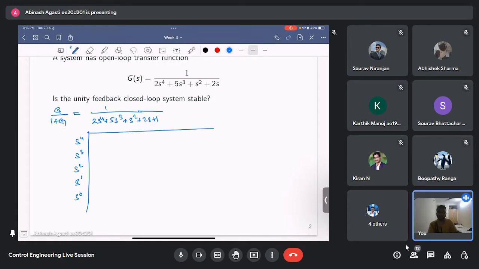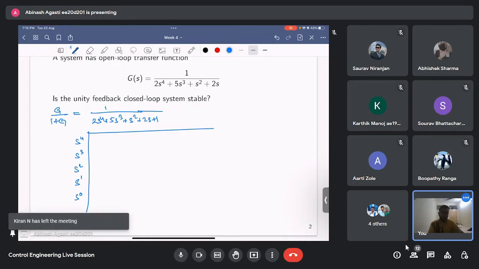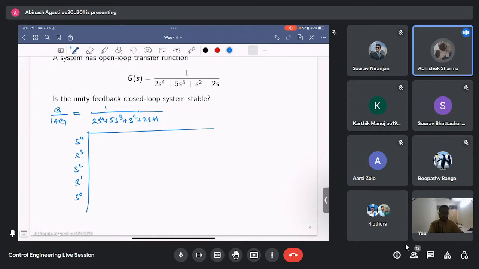Okay. So someone apart from Abhishek, help me fill this up. Yes, sir. In S4, one. Hey, Abhishek, wait. Apart from you, you are the only one answering. So anyone else? How do we fill up the Routh array?